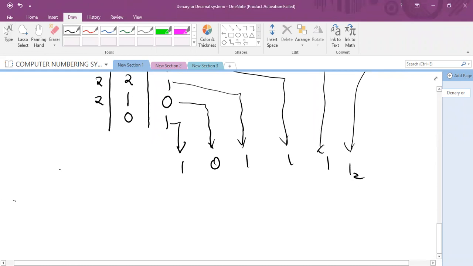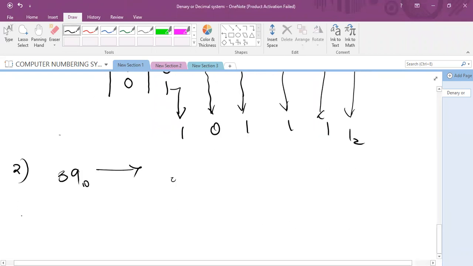Let's say we are told to convert 39, that is in base 10, we convert it to base 2. The procedure is the same. We're going to divide by 2 and note the remainder each time.